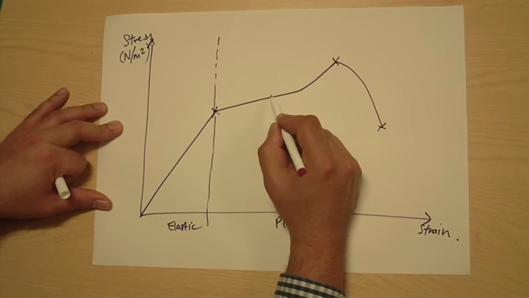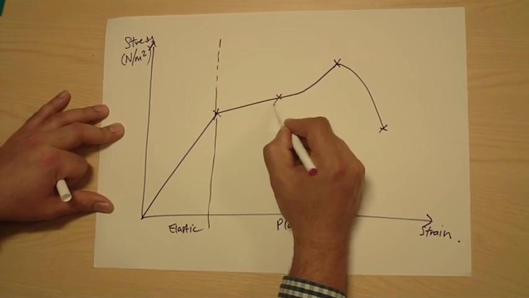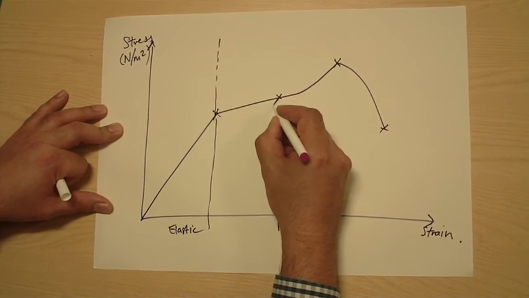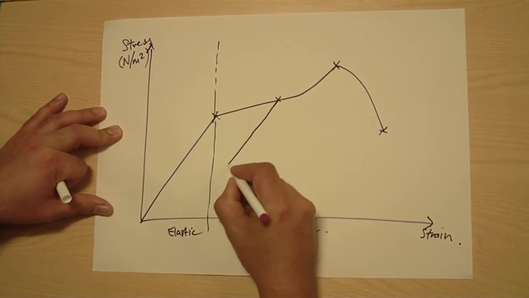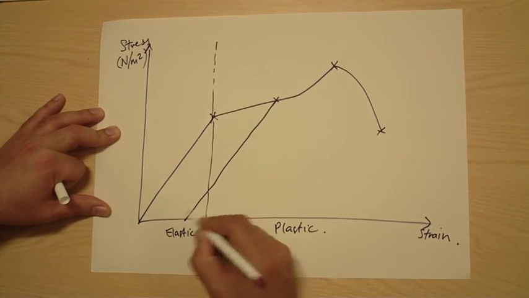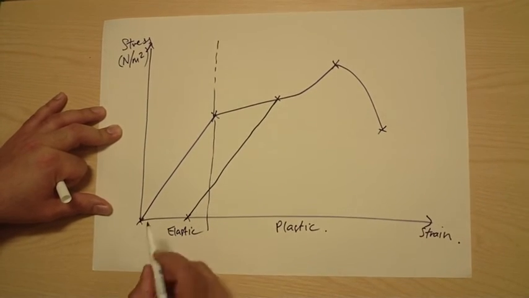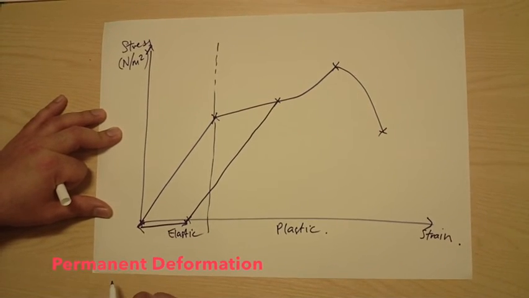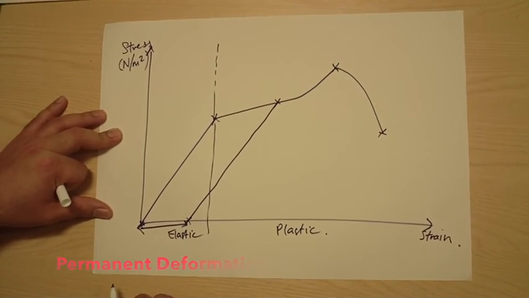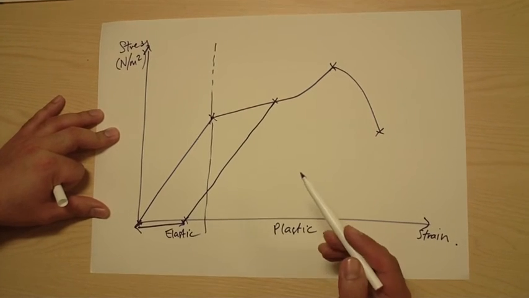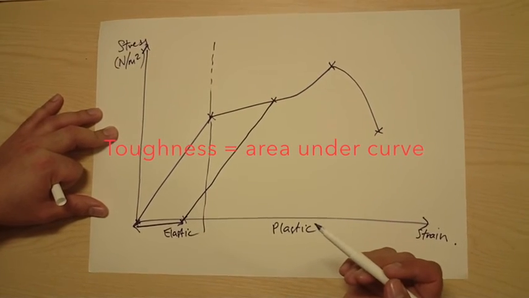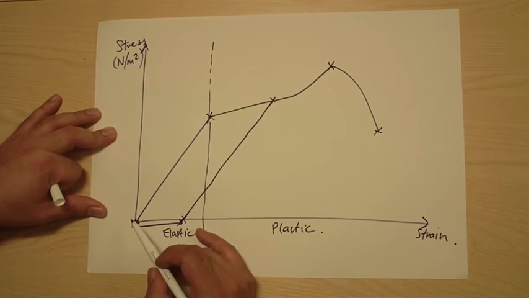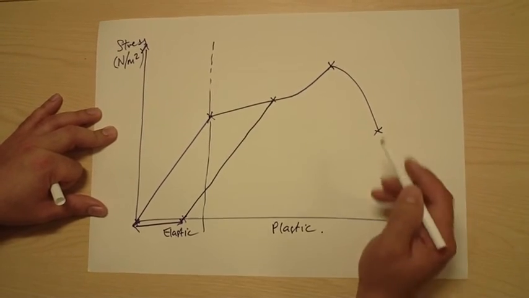So if the load was to be removed at this point, the material will then return back to the baseline parallel to the curve in the elastic zone. So the difference between this point and this point represents the permanent deformation of the material. Now, toughness is the amount of energy that a material can absorb before fracture, and that can be calculated by the area under the entire curve.